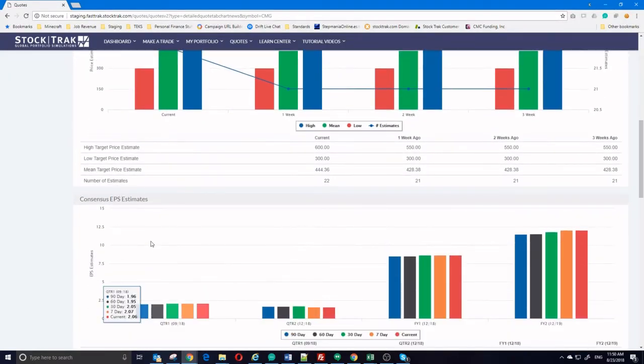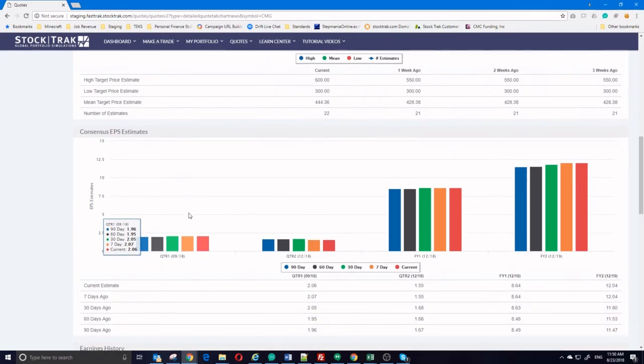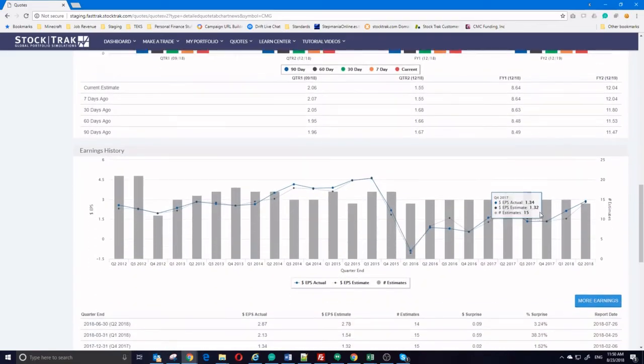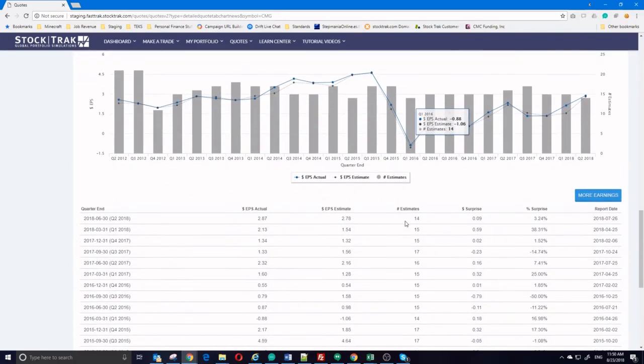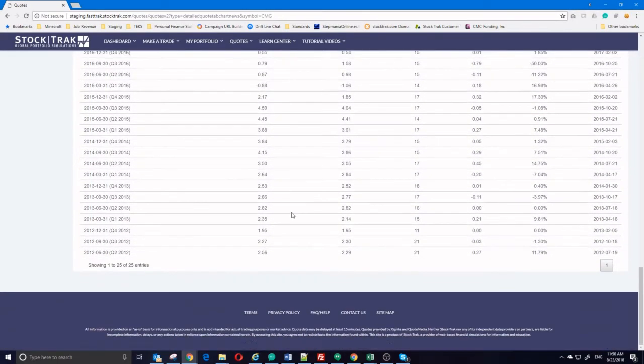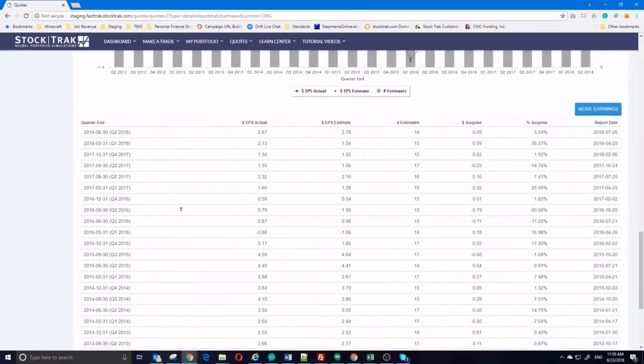You can also see what the analysts are saying about their earnings per share movement over the last period of time. So this gives you their earnings per share over a different time horizon, so 90 days, 60 days, 30 days, 7 days, to see how that's been moving over time. You can also see how their stock price has been actually moving over the last several years. And you can get more information about what it's been for each quarter.